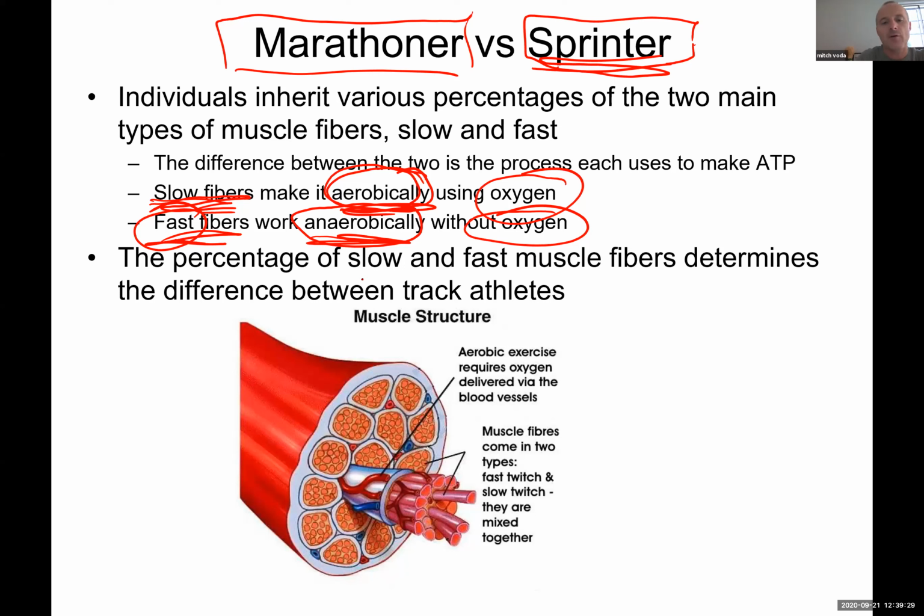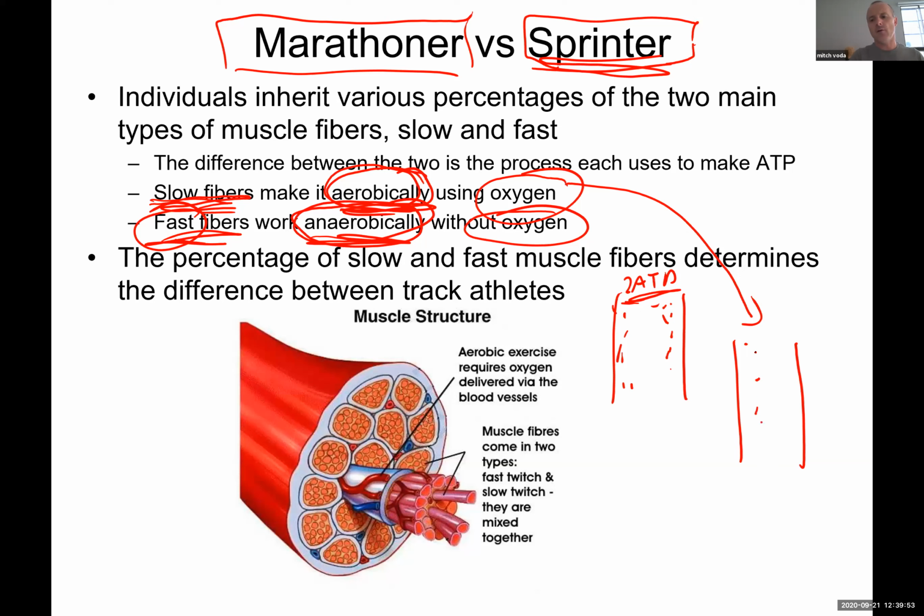Now, the percentage of slow and fast fibers that we have, that's what determines what type of athletes we are. Usain Bolt, remember, is very thick, with a lot of these fibers that he has right here. So basically, anaerobically, he produces about 2 ATPs. And with those 2 ATPs, he can run only short distances. Now, if you have slow fiber, you're a little skinnier, and all these fibers in here produce 38 ATPs because this one is aerobic and this one is anaerobic.